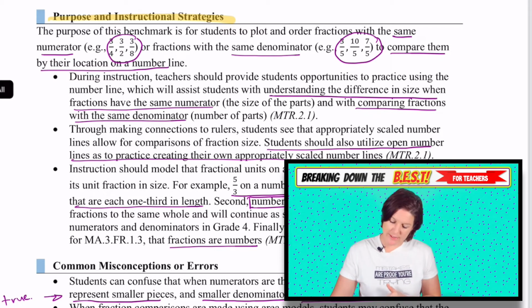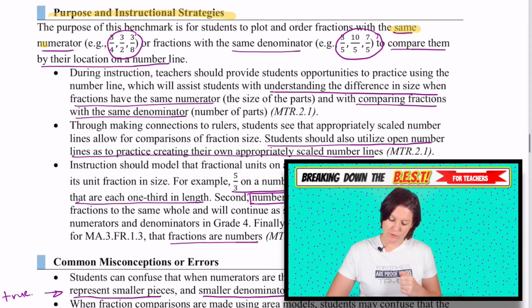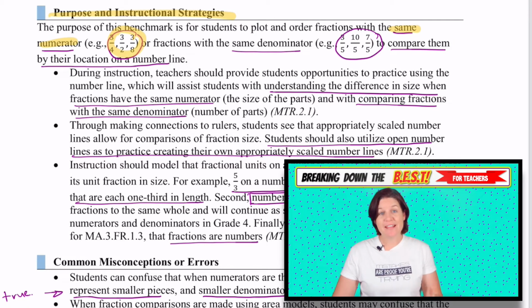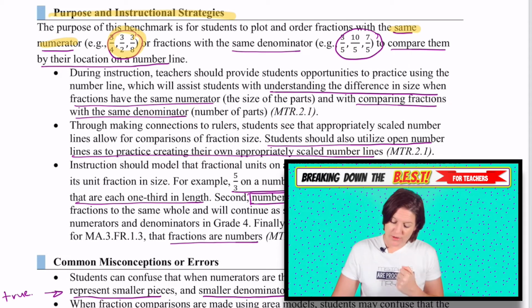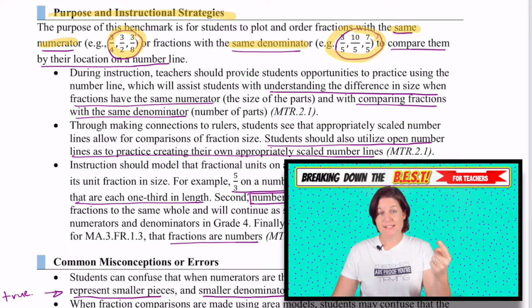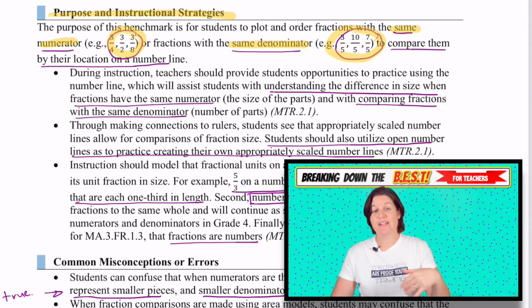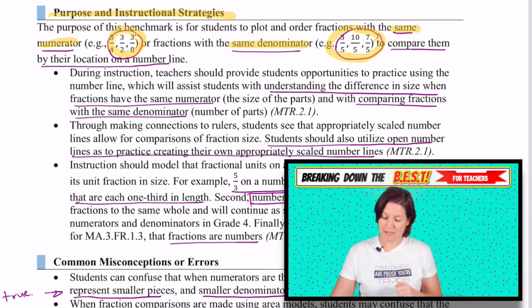It said that the purpose for this benchmark is for students to plot and order fractions with the same numerator. For instance, 3/4, 3/2, 3/8, they all have 3 in the numerator. Or fractions with the same denominator, like this, 3/5, 10/5, 7/5, they all have 5 in the denominator. And we're comparing them by their location on the number line.